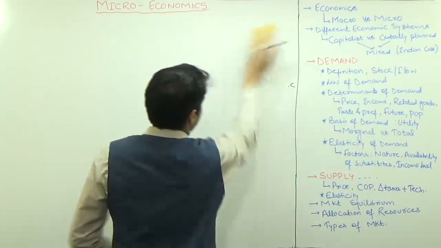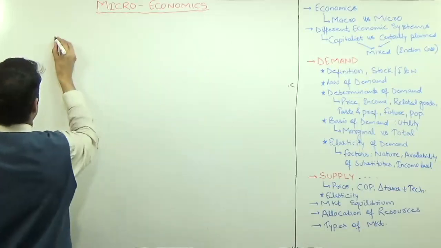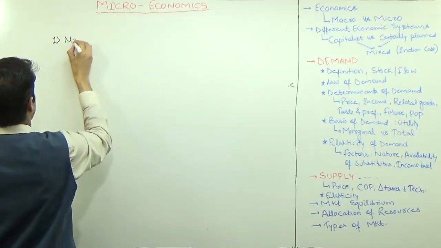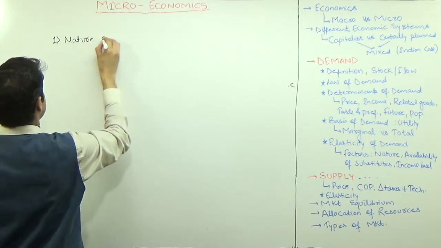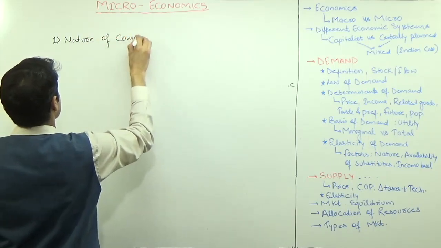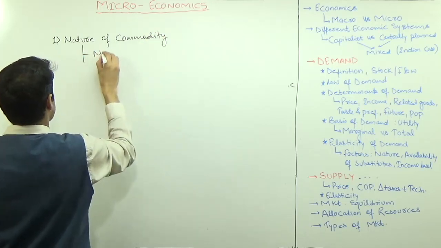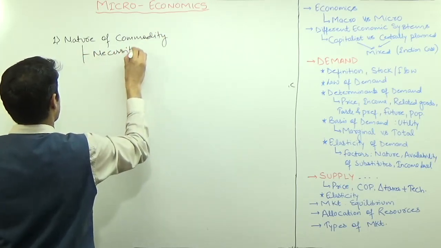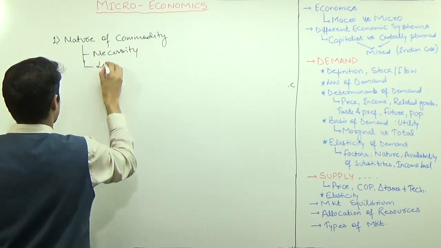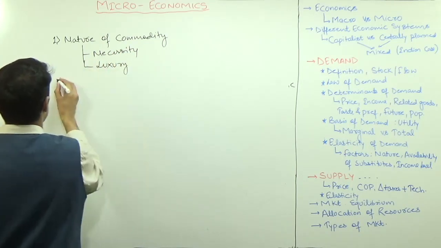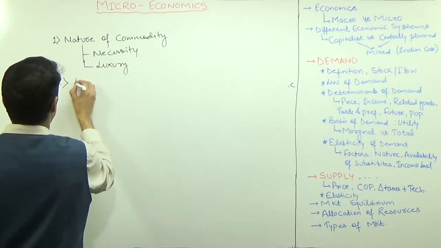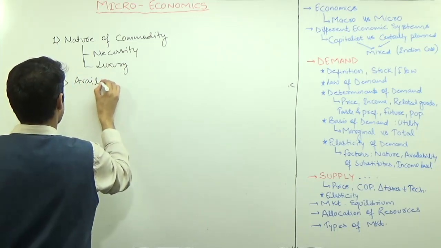Then the factors which determine the elasticity. There are 3 major factors. The first one is the nature of commodity. Nature of commodity means whether it is a necessity or a luxury. The second one is the availability of substitutes.